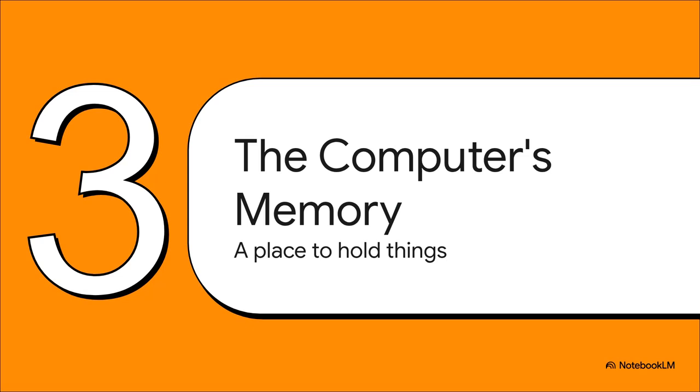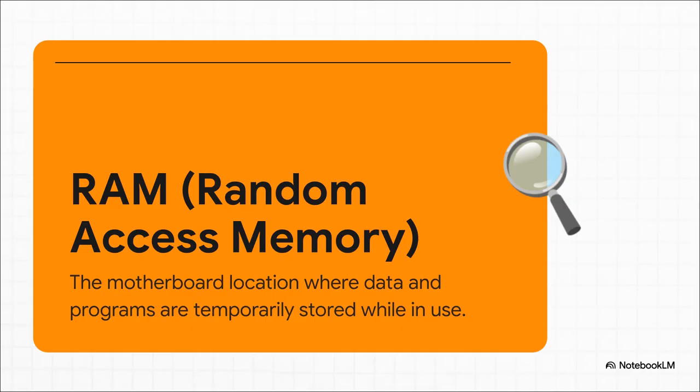Now, to process all of that data, the computer needs a place to work. It needs a spot to hold things for a moment for super fast access and another place to save things for good. And this is where the computer's memory comes into play. First up, we've got RAM, which stands for Random Access Memory. The best way to picture it is as the computer's workbench. When you open a program, all its code and data get loaded onto this workbench. It's called random access because the computer's brain, the CPU, can jump to any spot on the workbench instantly, which is what makes everything feel so snappy.